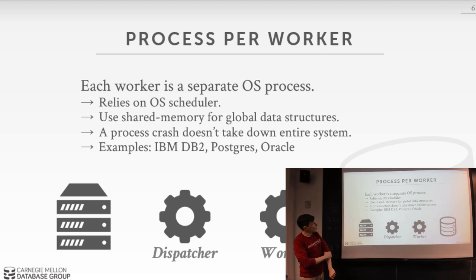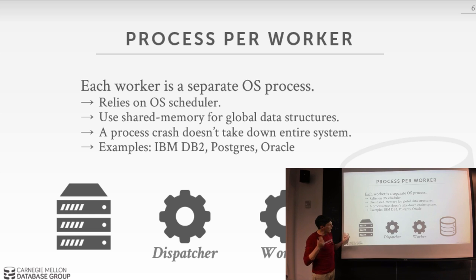So in the process per worker model, this is actually the oldest approach, the most common approach used in systems that were built in the 70s and 80s and much of the 90s. Every single database system worker in our system is going to run as a separate process, like if you run fork or exec inside your operating system, you get a standalone process.